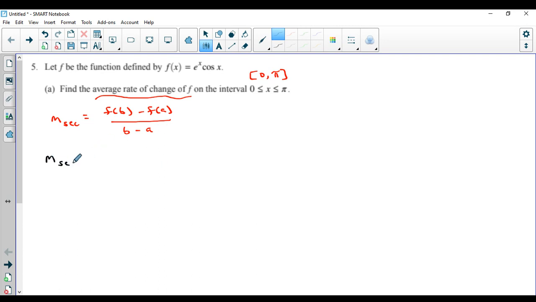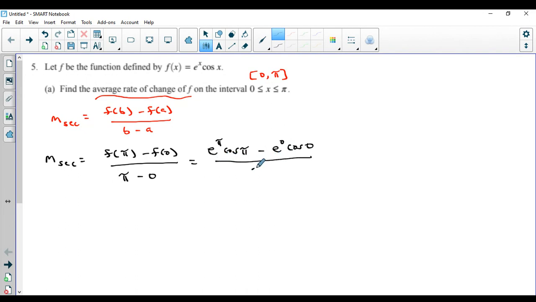So m secant is going to be f of pi minus f of 0 over pi minus 0. And so now how do you do f of pi? You plug pi into the function f where you see an x, so that's e to the pi times the cosine of pi, and then minus, now plug 0 in, e to the 0 times the cosine of 0, and then all over pi minus 0, which is just pi.